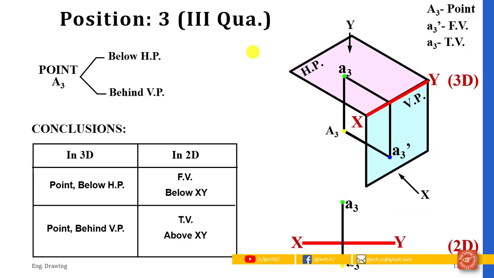Now we place a point below the HP and behind the VP, that is position number 3 of a point in third quadrant. In third quadrant, the point is below the HP and behind the VP as shown here. And in 2D, the front view is drawn below the XY line and the top view is drawn above the XY line. This one is the representation of the point in 3D and in 2D.